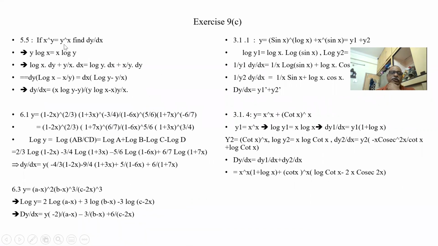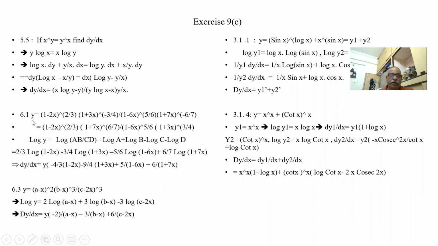If x to the power of y is equal to y to the power of x, find dy by dx. All such things, wherever power of is there for y or x, we will use logarithmic method. So if I take log on both sides, y log x is equal to x log y. So I can differentiate: log x into dy plus y by x into dx. Similarly here, log y dx plus x into 1 by y dy. So I bring together all dy and dx's, and dy by dx can be formed.